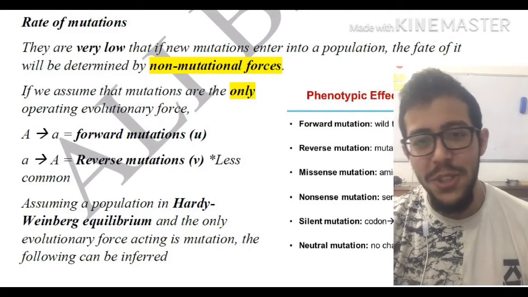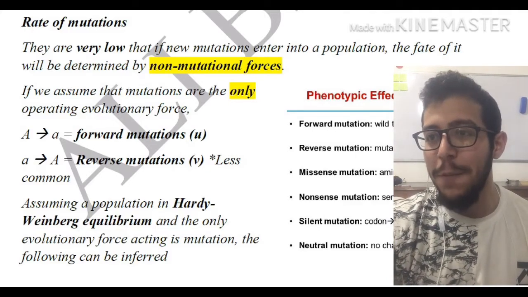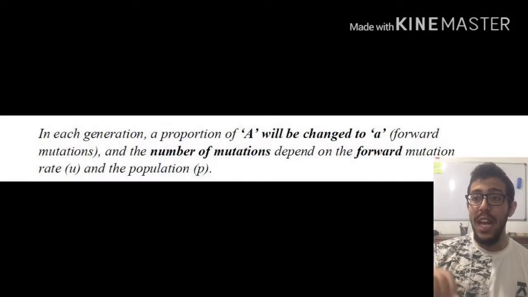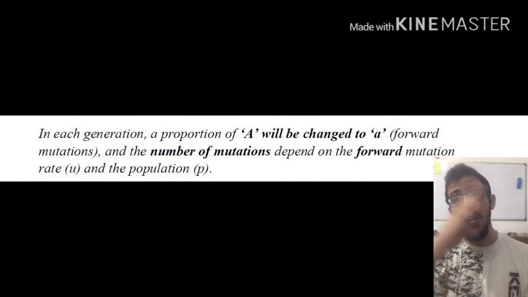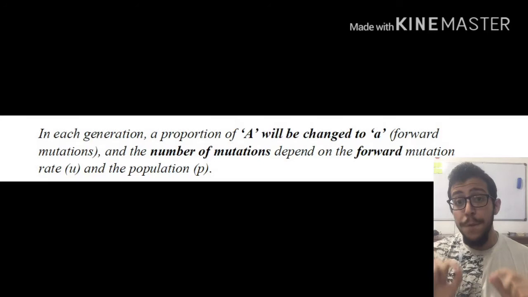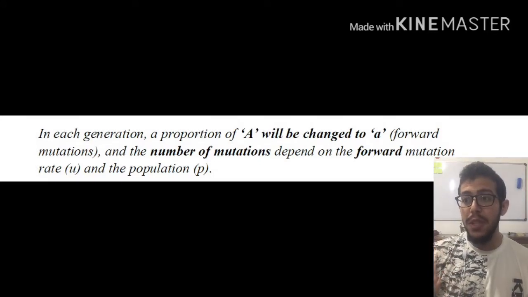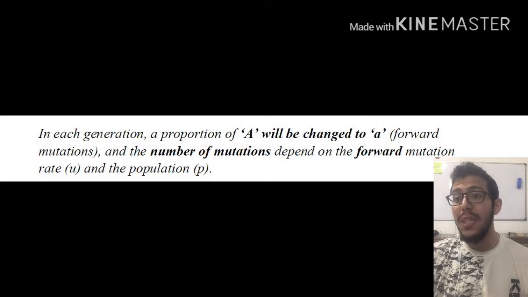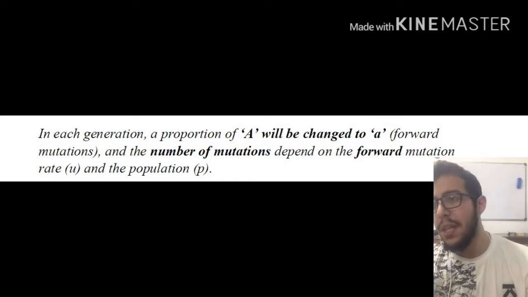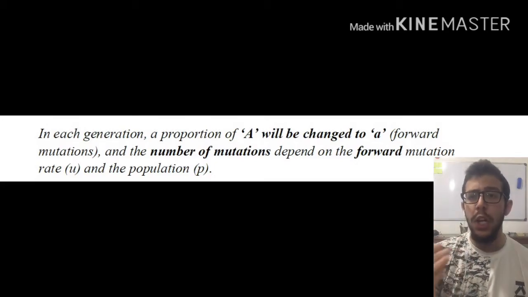And the only evolutionary force acting is mutation, the following can be inferred. In each generation, a proportion of the A are going to be converted into small a, and these are going to be referred to as forward mutations, like we mentioned before, and the number of mutations depends on the forward mutation rate and the population. What do we mean by this? Let's take an example in order to actually understand what we are talking about.